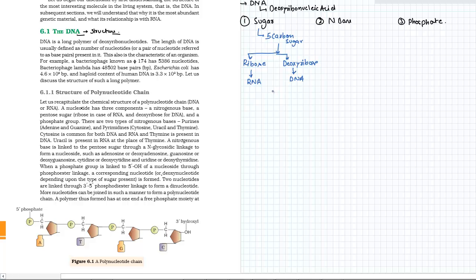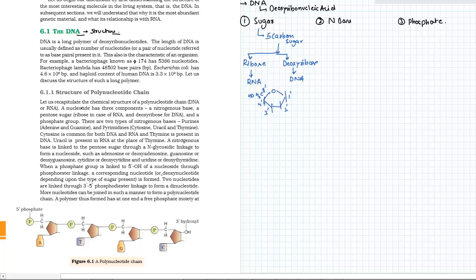then it becomes the sugar for the DNA. So the basic structure looks like this. This is a 5-carbon sugar: 1, 2, 3, 4, CH2OH. So this is the basic structure of a 5-carbon sugar. And let me give the carbon numbers 1, 2, 3, 4, 5. This is just a convention that we name them 1 dash, 2 dash, 3 dash, 4 dash, 5 dash.